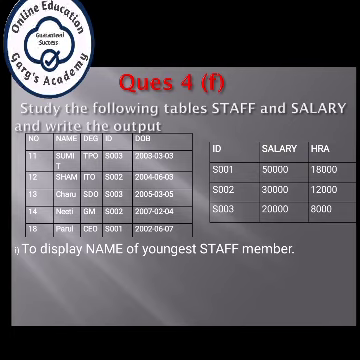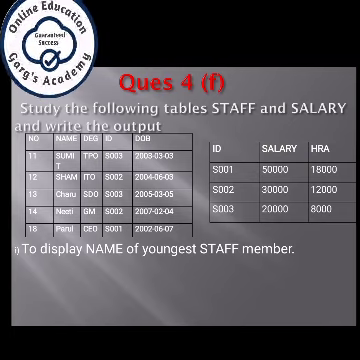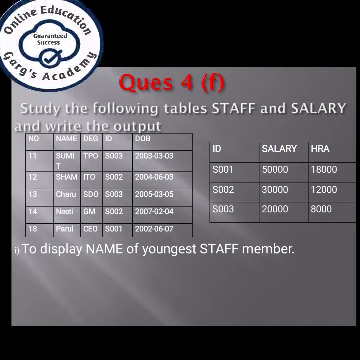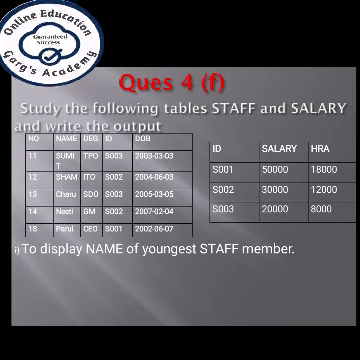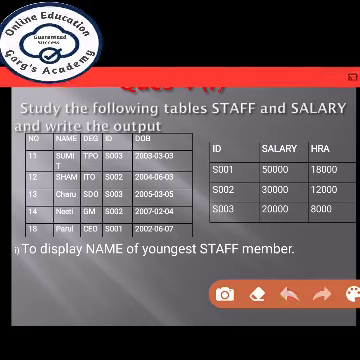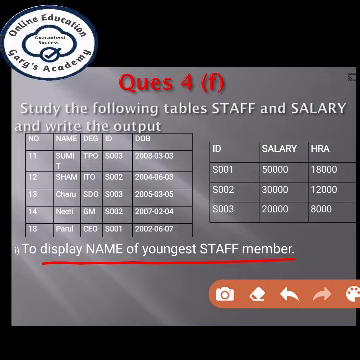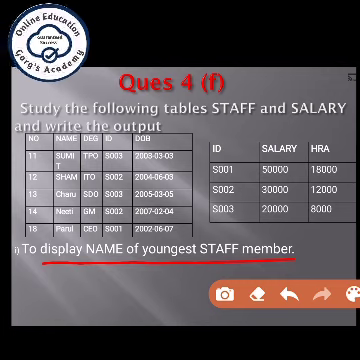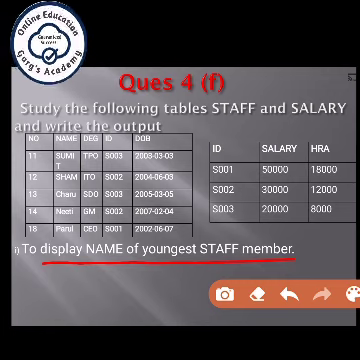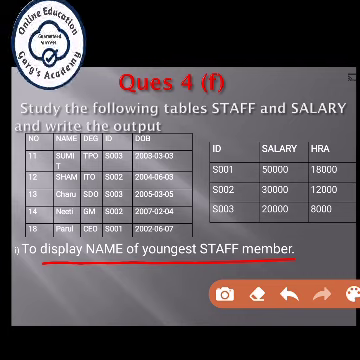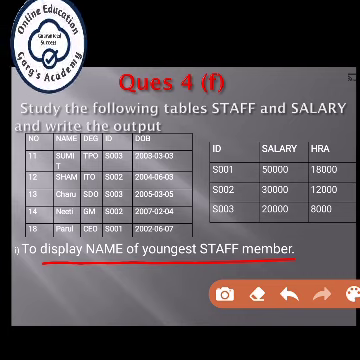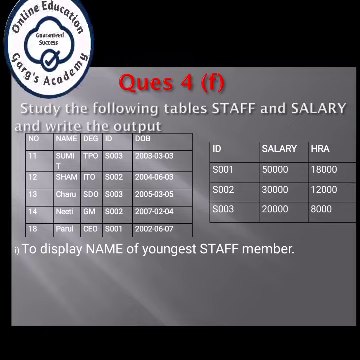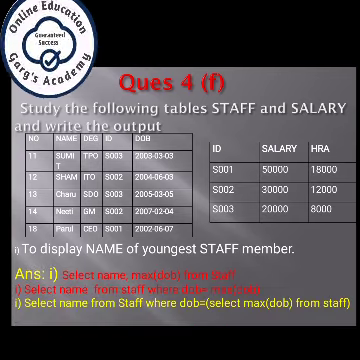Next question, question 4 F part, but in this part you have to write the MySQL commands. There will be 4 SQL commands. Now you have to write to display the name of the youngest staff member. Now students, first of all, who will be the youngest? Whose date of birth is maximum will be the youngest, and whose date of birth is minimum will be the eldest member. So how will you write? First I will tell you 2 incorrect solutions. Many students write these answers, but these are wrong.